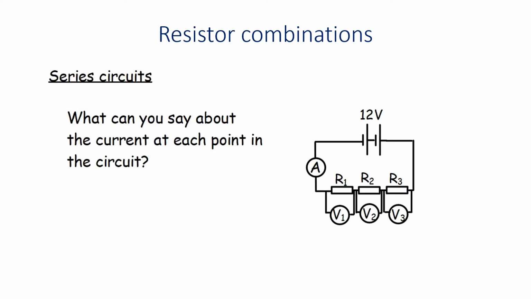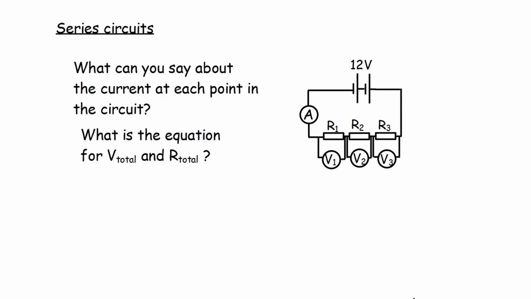We're now going to derive the rules for combining resistors in series and in parallel circuits. In a series circuit, what can you say about the current at each point in that circuit? For the same circuit, can you come up with an equation for V total and for R total, which will be the total circuit resistance?